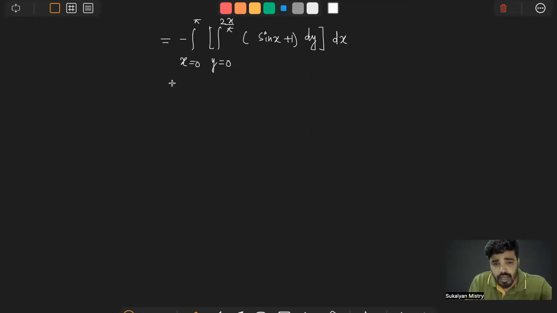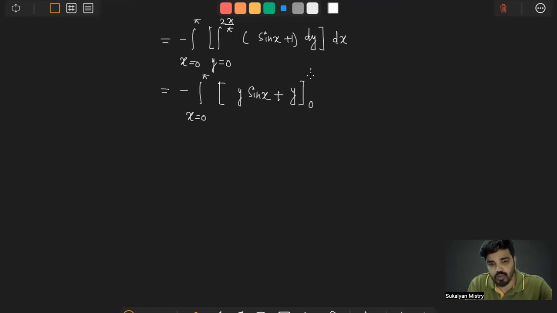So that equals minus, x varies from 0 to pi. When integrating with respect to y, x is assumed to be constant, so sin x is constant, so integrating dy gives simply y. What is the limit? The limit is 0 to 2x by pi, into dx. Now you have to put the limits: we integrated with respect to y, so in place of y we put the upper limit minus the lower limit.